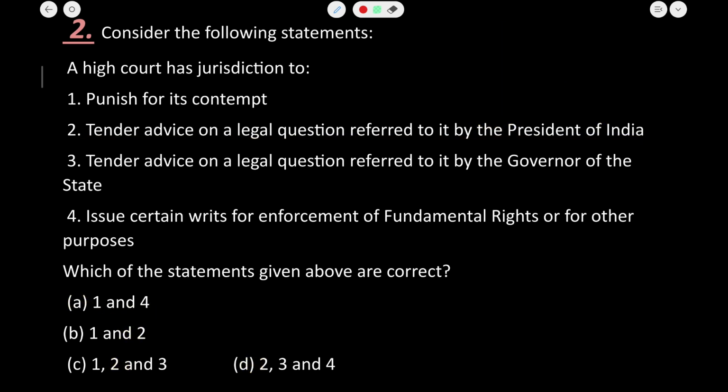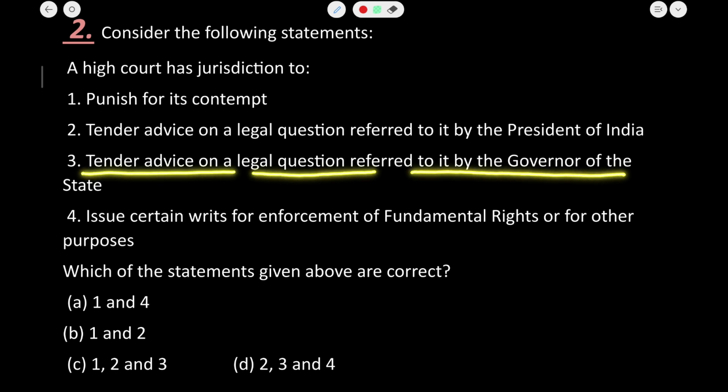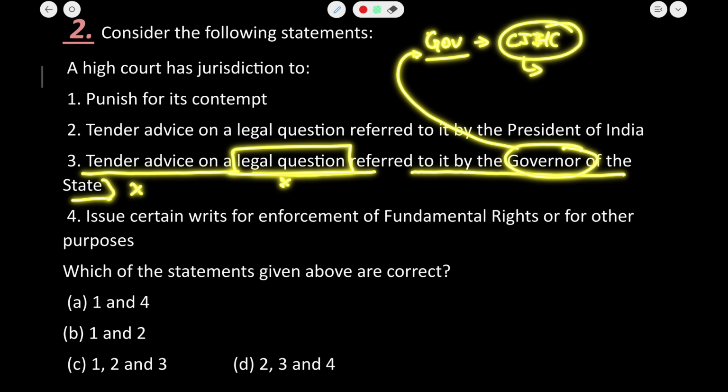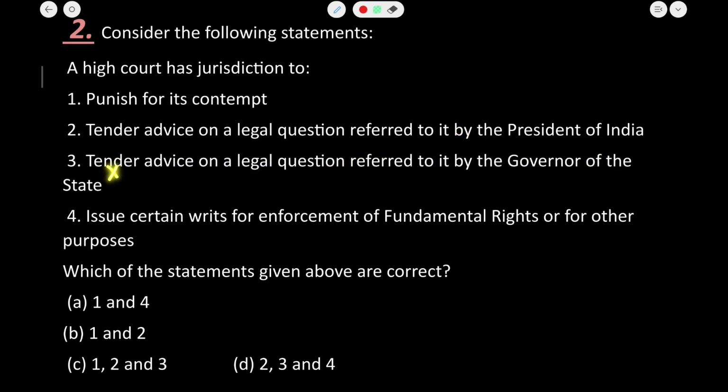Now what does option 3 say? To tender advice on a legal question referred to it by the governor of the state. No advice is taken by the governor from the High Court. Legal advice, legal question pe no advice is taken. Okay, although in advisory jurisdiction there is a case where the governor asks the chief justice of the High Court regarding the appointment, promotion, etc. of the judges of the subordinate court. Okay, but not on a legal question. So 3 is also wrong.